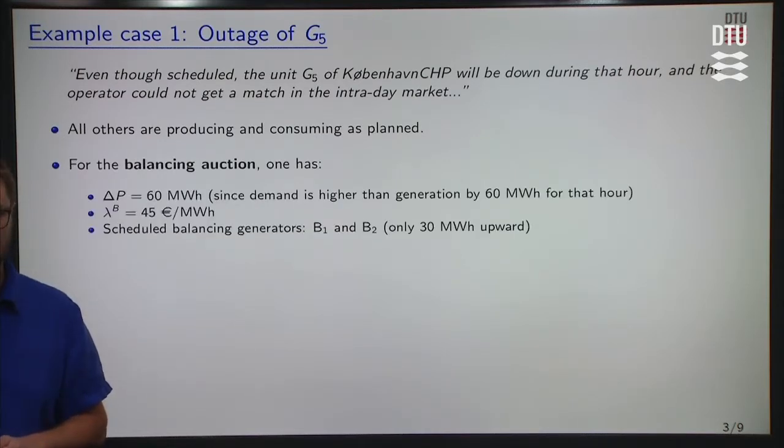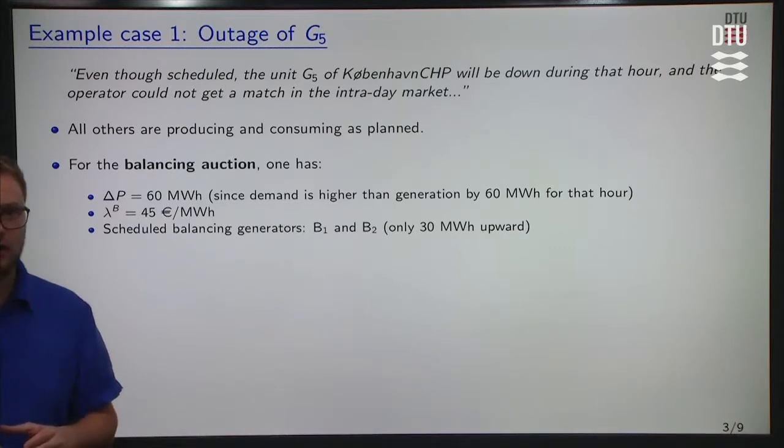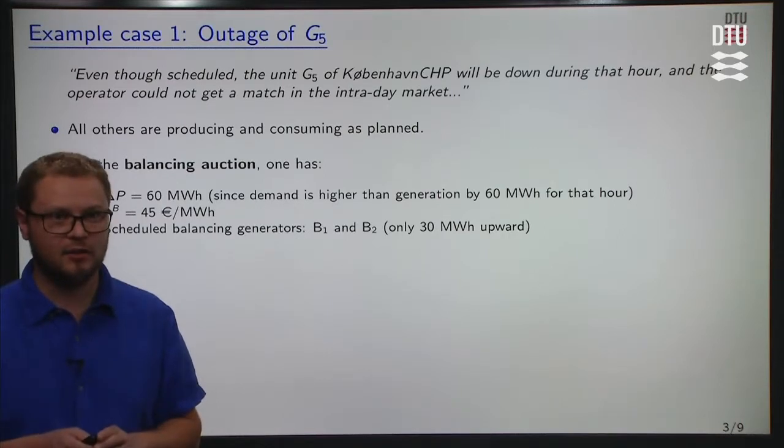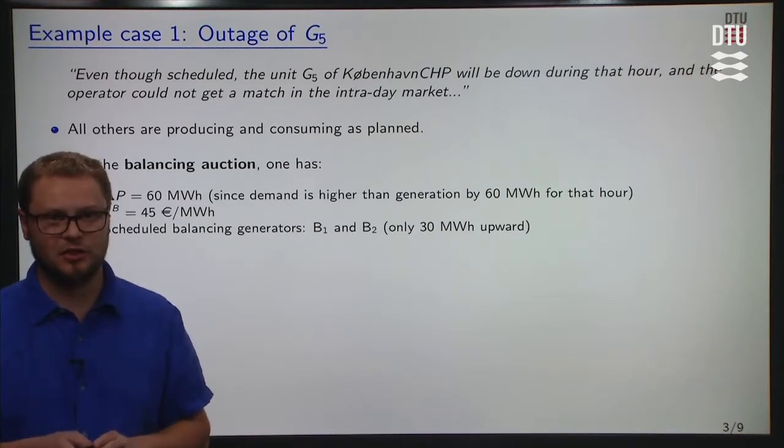What's going to happen? In terms of the balancing auction, the system operator observes a need for delta P equal 60 megawatt hours. So there's a need for upward regulation, and we need to buy 60 megawatt hours from the balancing generators.